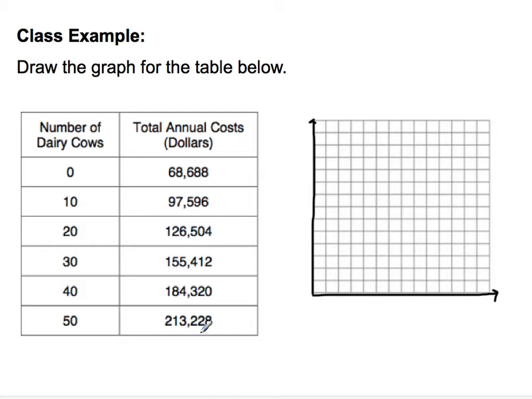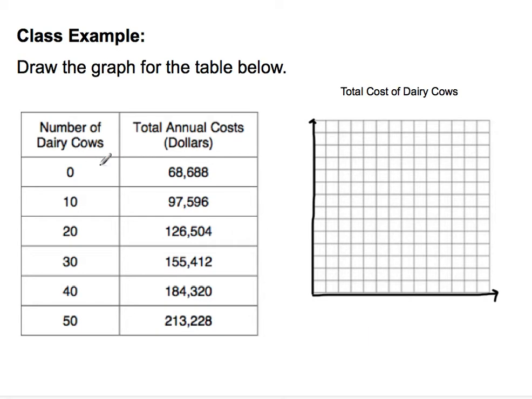So now the next question is, we have to put a title, obviously. So we have total cost of dairy cows. That would pretty much explain what we're graphing, and that's really important. And then the next thing, we have to figure out which piece of data goes on which axis. So the independent variable goes on the horizontal and the dependent goes on the vertical.